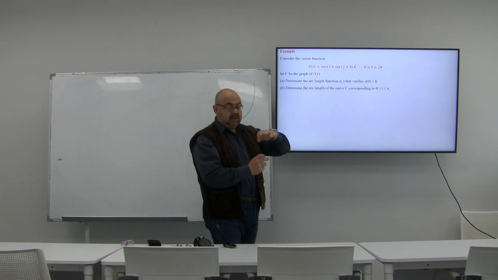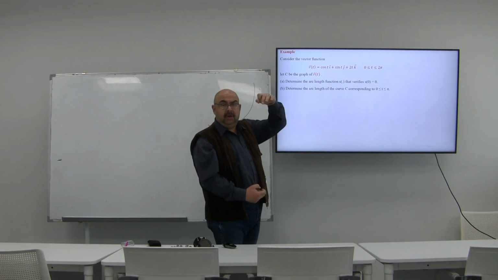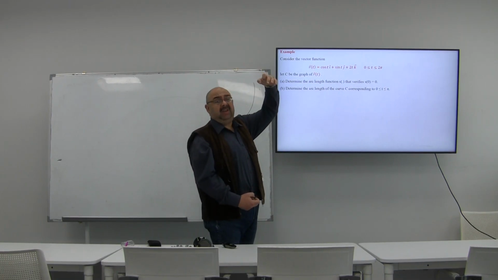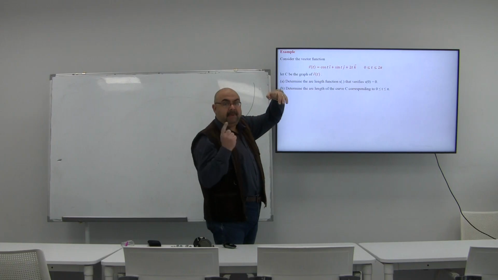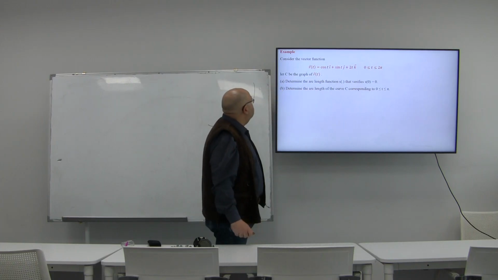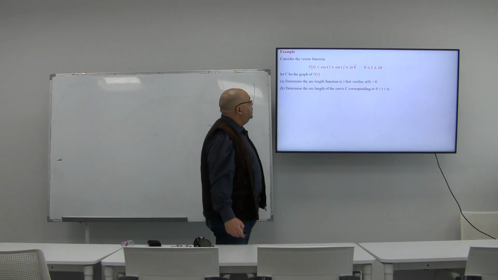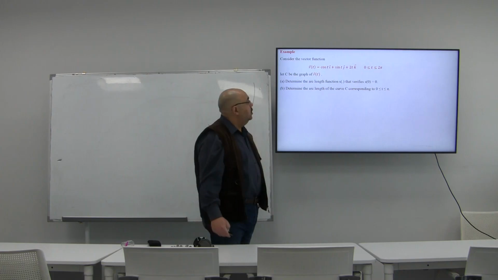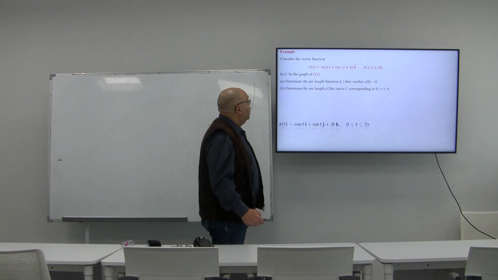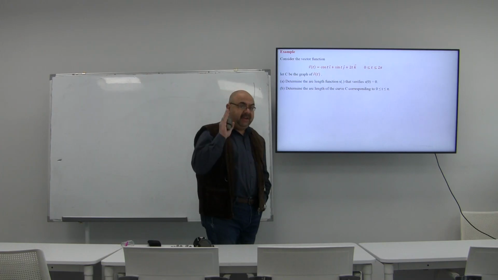It's like a unit circle, and you are trying to open it around the z vector, so it's a spiral shape. And let c be the graph of r of t, as I told you. Determine the arc length s that satisfies s at 0 equals 0. Okay, all I have to do now is to start following the exact steps that we did go through.